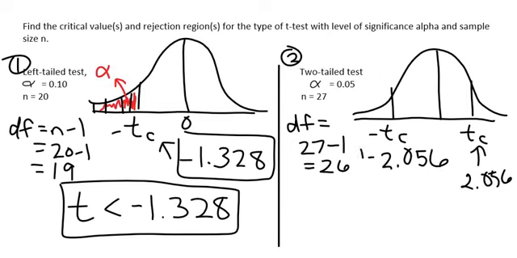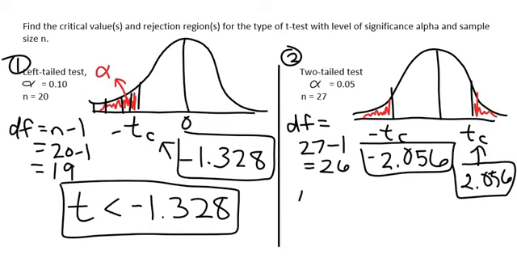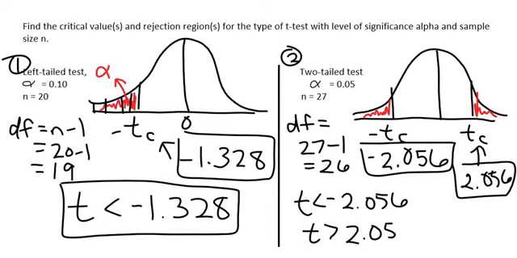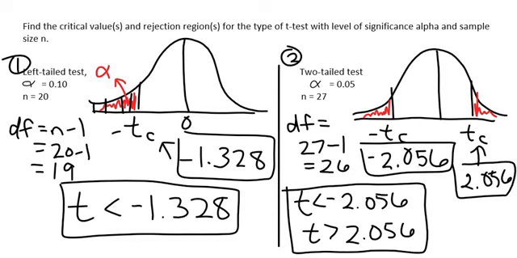Now let's establish what the rejection region is. Remember that the rejection region is going to be this area in here. If I plot my t-test statistic in that area, I'm going to reject my null hypothesis. So if your t is less than negative 2.056, or if it's greater than 2.056, we're going to reject the null hypothesis. Those would be my rejection regions.